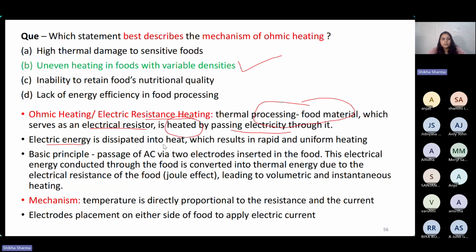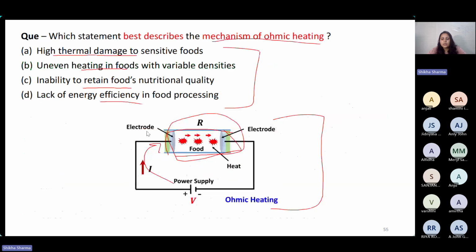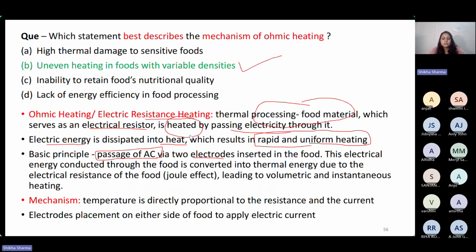The electrical energy is dissipated in the form of heat, which rapidly and uniformly heats the food product. The basic principle is that we pass alternating electric current between these two electrodes, this one and this one. It is alternating electrical current, one time positive, one time negative. So in the resistor, the food, which is acting as a resistance, will develop heat.